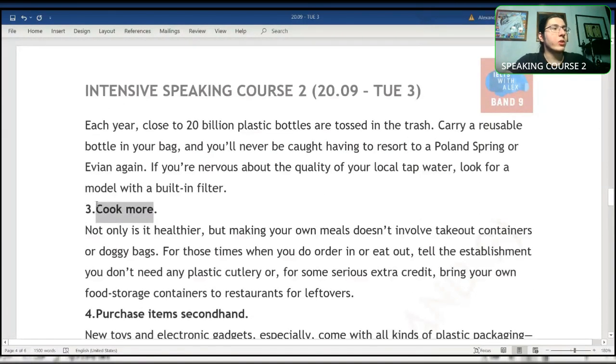Cook more. Whenever you are cooking, that is better for the environment than when you go to the restaurant. Especially, for example, takeout. If you are going to a restaurant to take food to your house, that's creating plastic for no reason at all. So yeah, plastic or any kind of stuff like that.